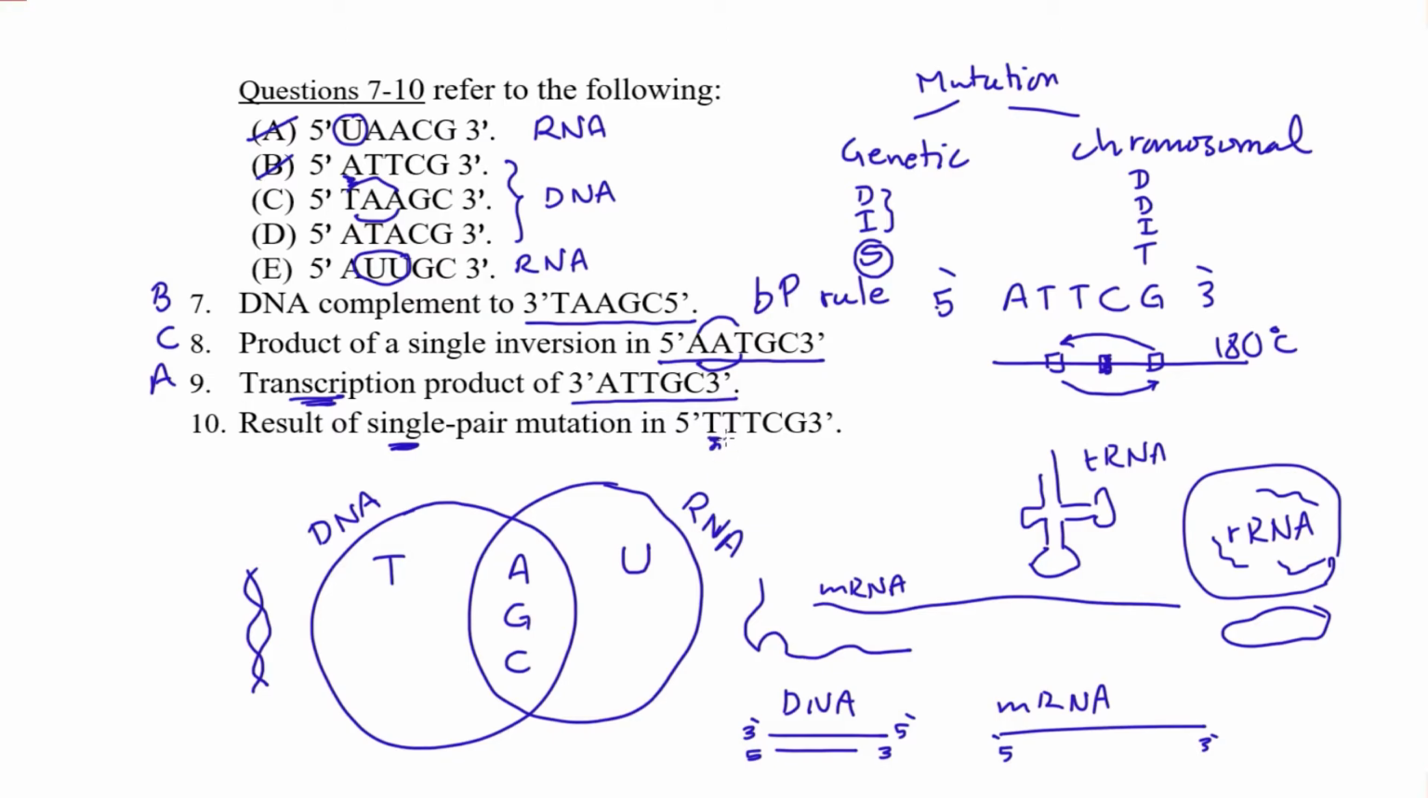ATA, ATA. So also we change two bases. So also number D is wrong. So the right answer is number B. Let's go to the next question.